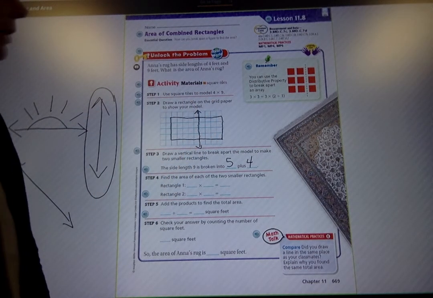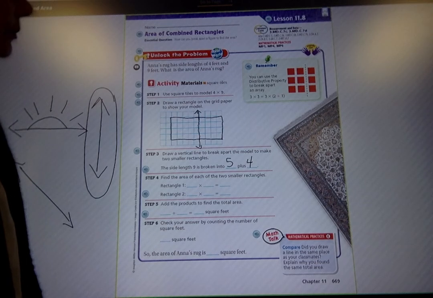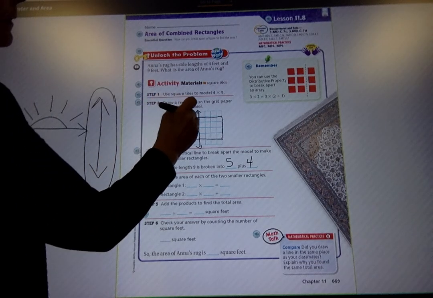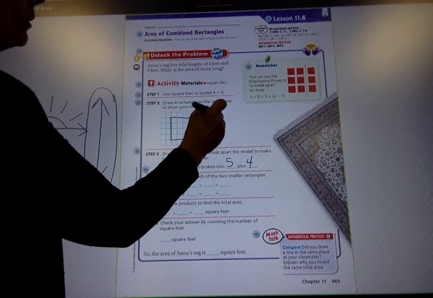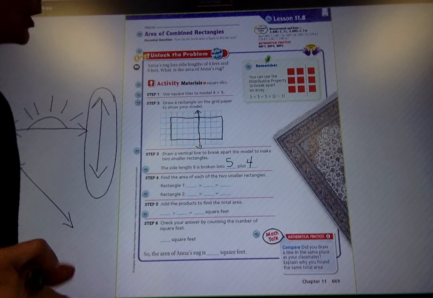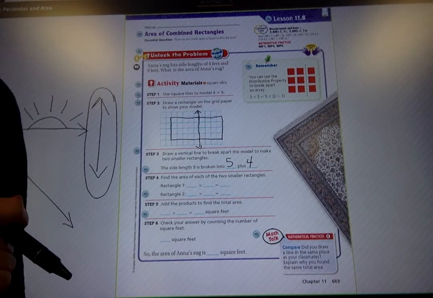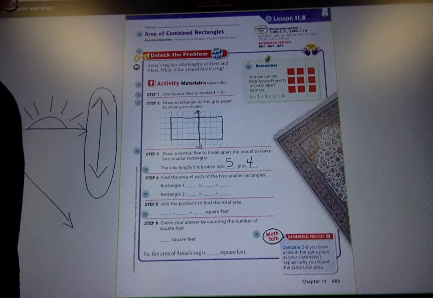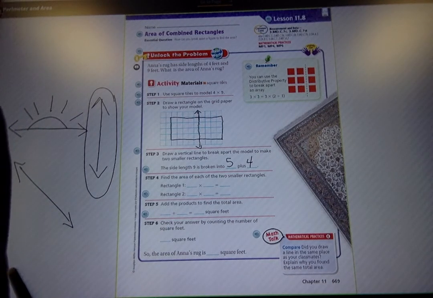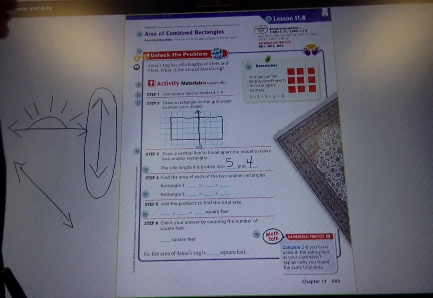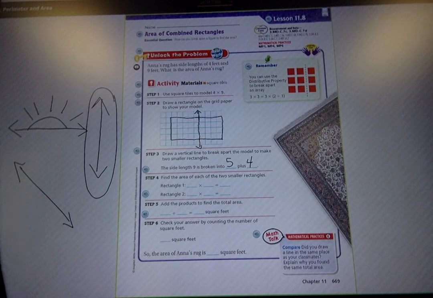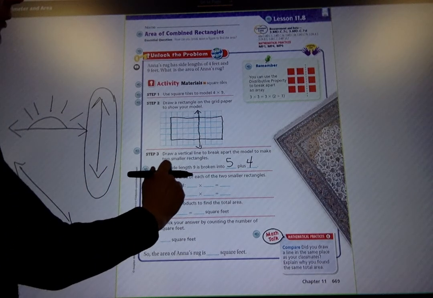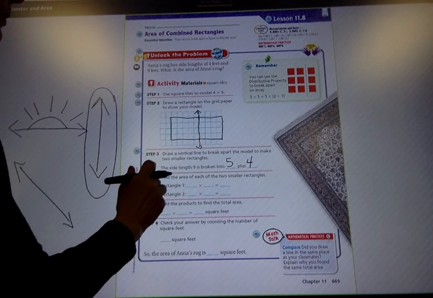Find the area of each of the 2 smaller rectangles. So we've got this rectangle and we've got this rectangle. And I know someone is saying out there, but that's a square, Miss Lewis. But a square is a type of rectangle. It's a rectangle with 4 equal sides and 4 equal angles. So let's go ahead. Find the area of each of the 2 smaller rectangles.